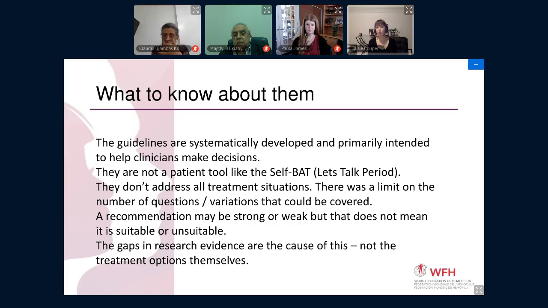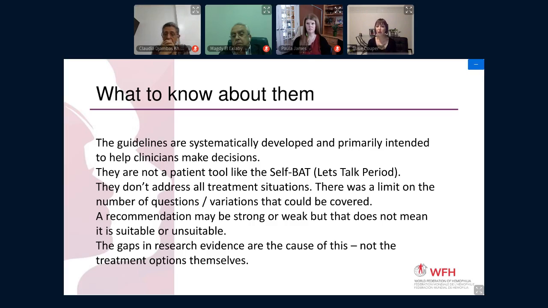So as a patient, when you're reading the guidelines, if you're looking at those questions and you're thinking, oh, well, hang on, there's something in here that I'm curious about, or there's something that's not in here that I'm curious about. And if it's not in the guidelines, still raise it with your healthcare professional. It's not the only things that you can discuss.